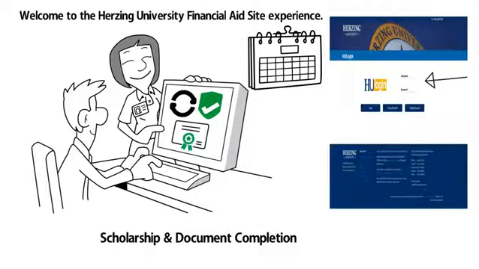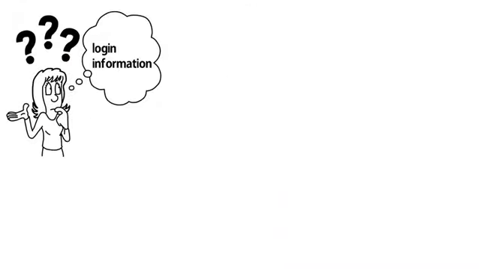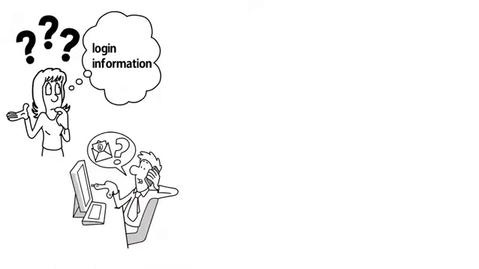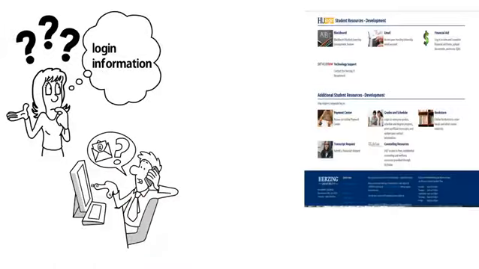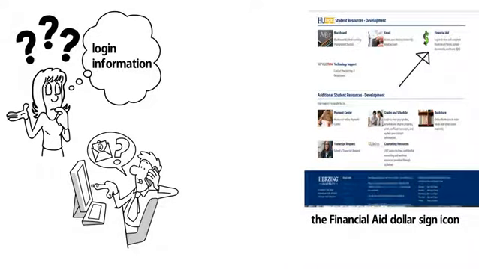Access your financial aid site via your Herzing student portal at https://login.herzing.edu. If you have questions about your login information, you can call or email the IT help desk. Once logged into your Herzing student portal, click the financial aid $ icon.